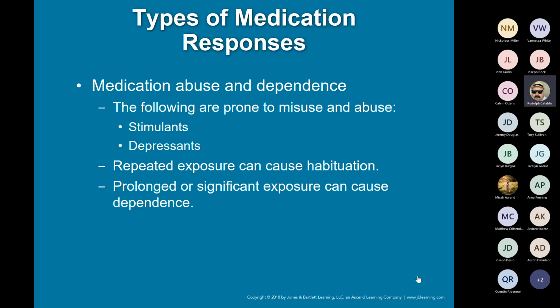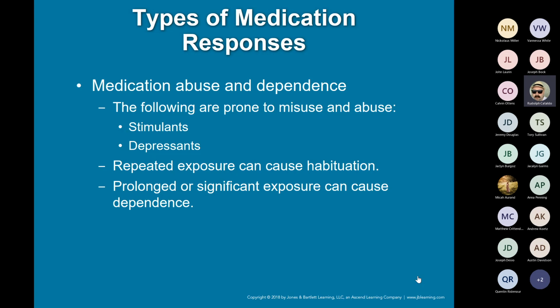All right, let's wrap up this slideshow. The two classes that people are going to become most addicted to and become reliant or dependent on are going to be stimulants and depressants. You might also have heard these as uppers and downers.